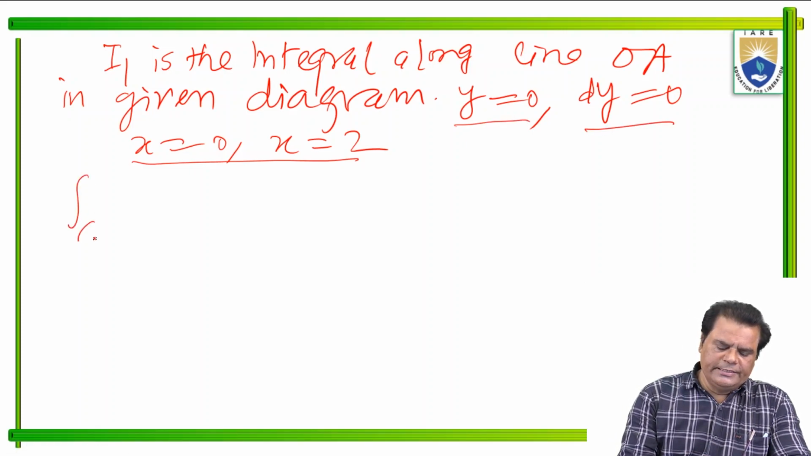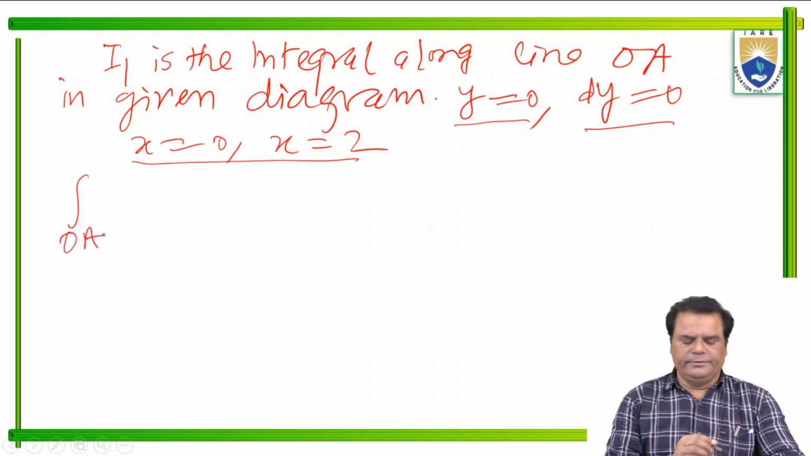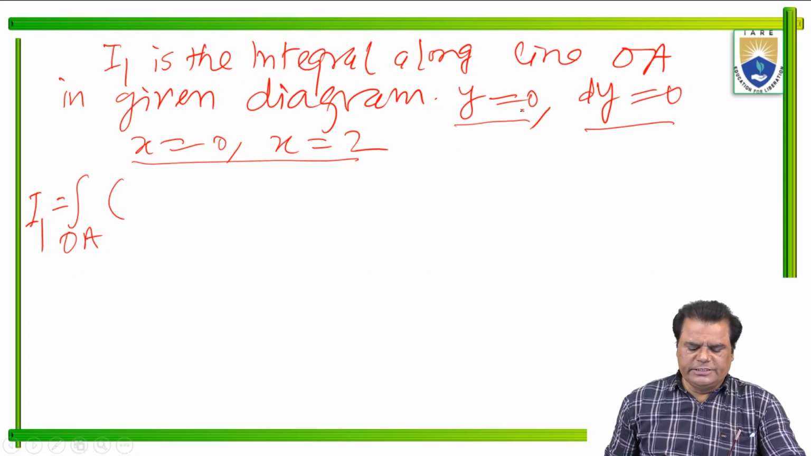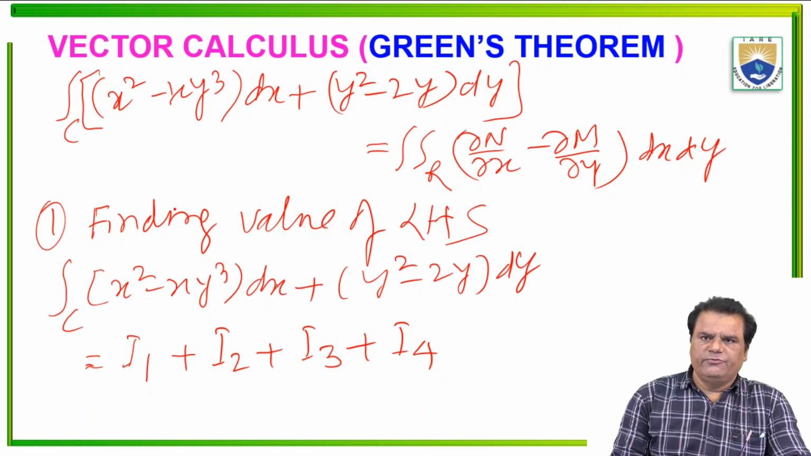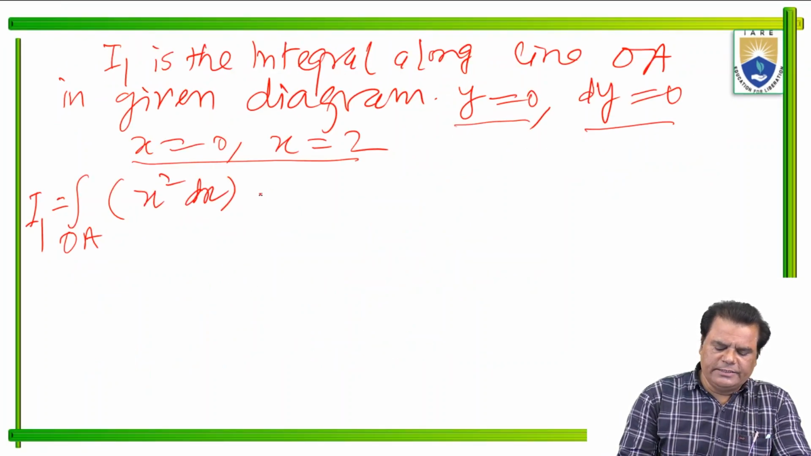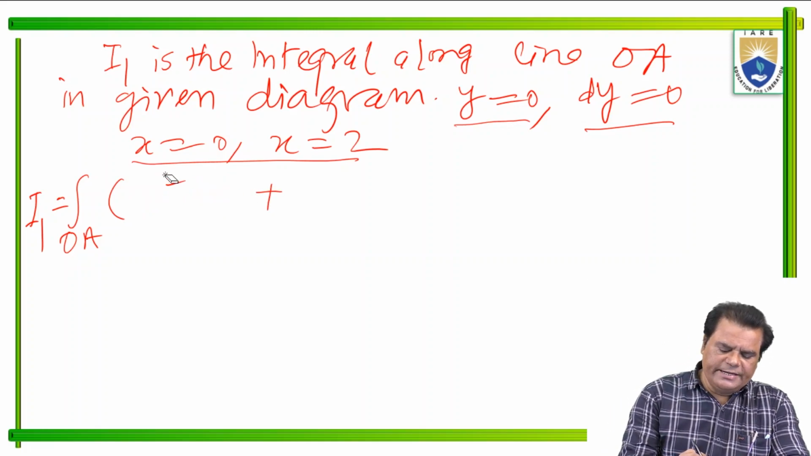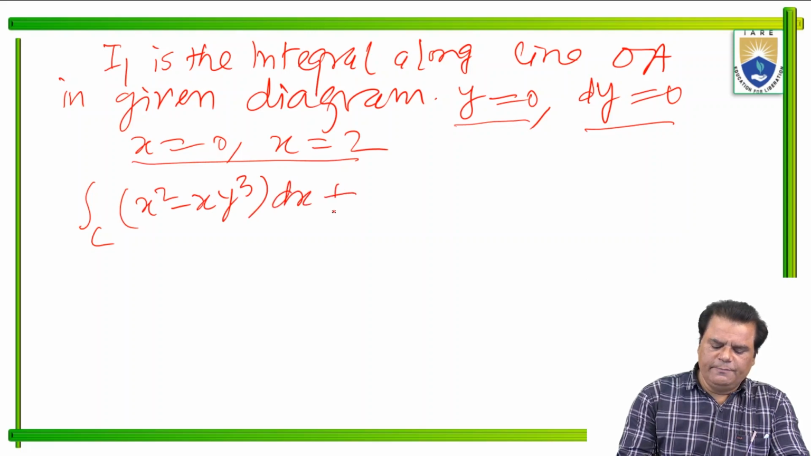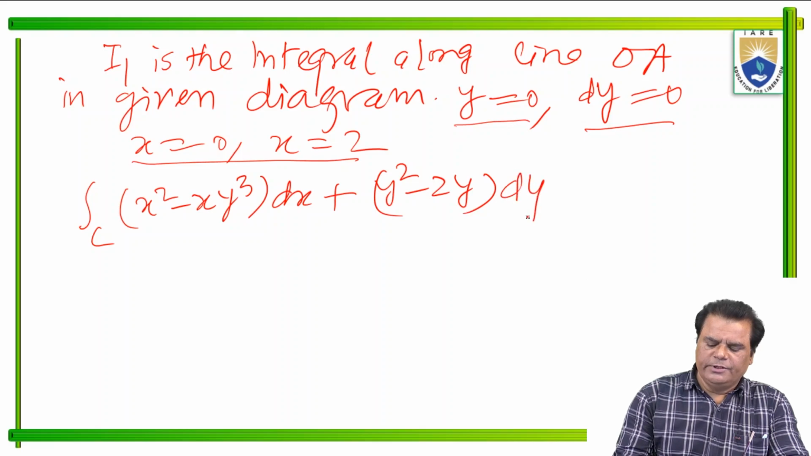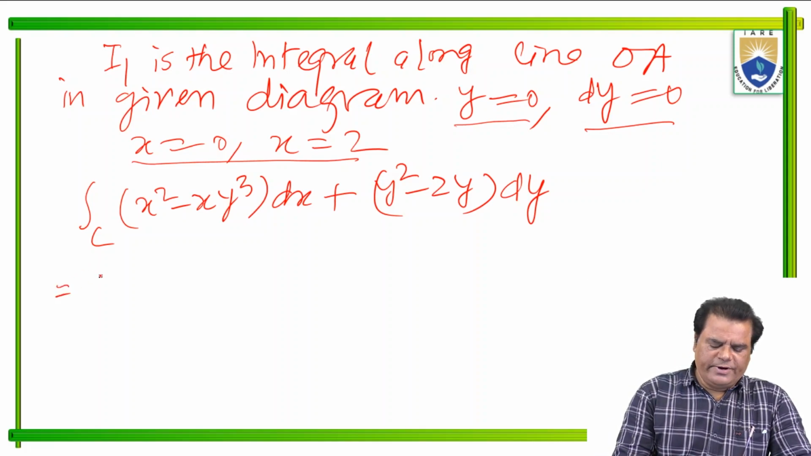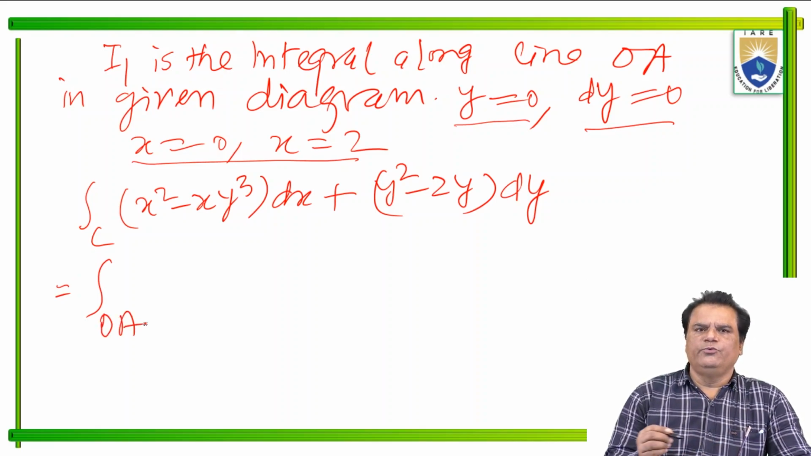So now the integral along OA is I1. Putting y equal to 0 in this integral, y is 0 and dy is 0. So we get x square dx. First of all, I am writing the integral here: integral over C of (x square minus x y cube) dx plus (y square minus 2y) dy. This is the line integral given in our question. Now along OA, y is 0.